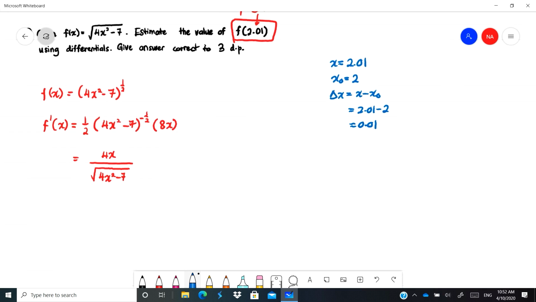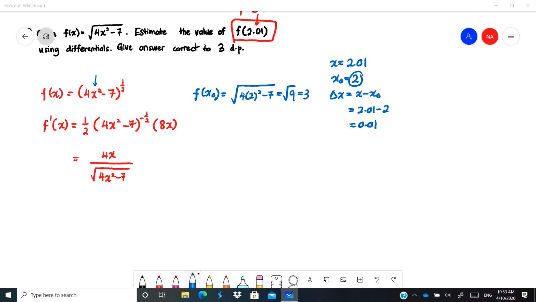We know that later in the formula we'll have to substitute the value of f(x naught) and also f prime x naught. So we'll have to find f(x naught), meaning we substitute the value of 2 inside this function. So we'll have the square root of 4 multiplied by 2 squared minus 7. We'll get 4 multiplied by 4, minus 7, so we'll get 9. Square root of 9 is actually 3. That one is for f(x naught).